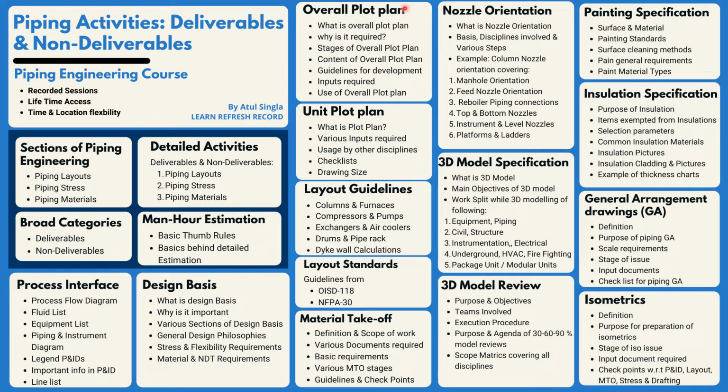Then any plot plan or unit plot plan will have columns, furnaces, compressors, pumps, exchangers, drums, pipe rack. All these things will be there in any unit plot plan or overall plot plan. So once we know what the various guidelines associated with these items are, then we can implement them in any of these for any of the plants. So we'll try to look at the engineering aspects while discussing all these things.